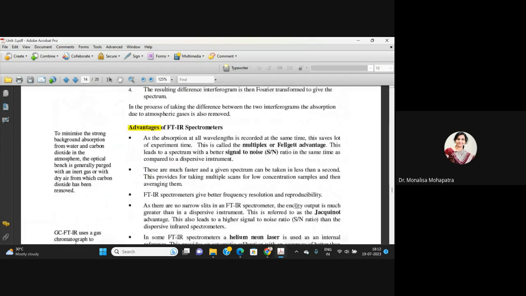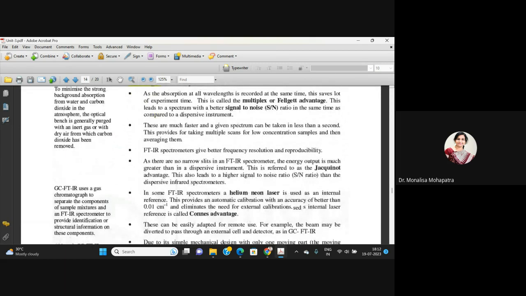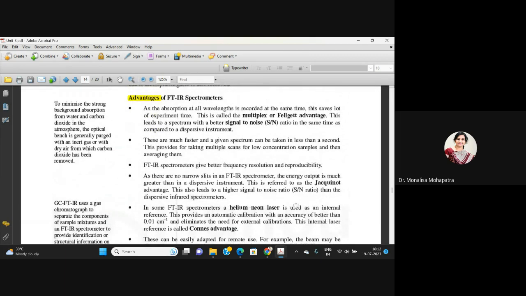Okay. So the advantage of IR spectroscopy with the spectrophotometer we are using is that as the absorption at all wavelengths is recorded at a time, this saves a lot of experimental time. This is called your multiplex advantage. You are putting in all the wavelengths, you are not selecting a single wavelength by putting a monochromator from the beginning. This leads to a spectrum with better signal to noise ratio.